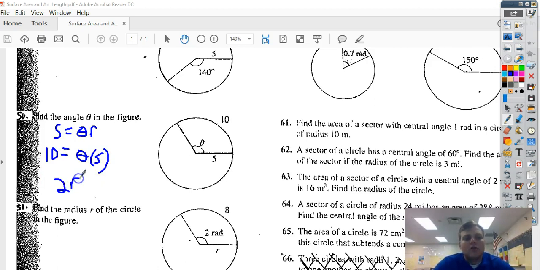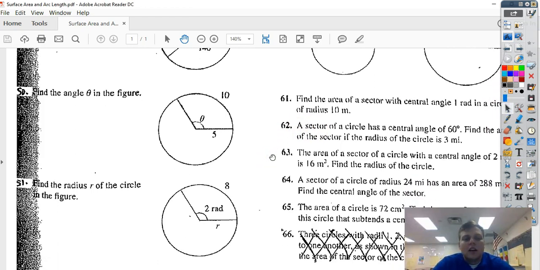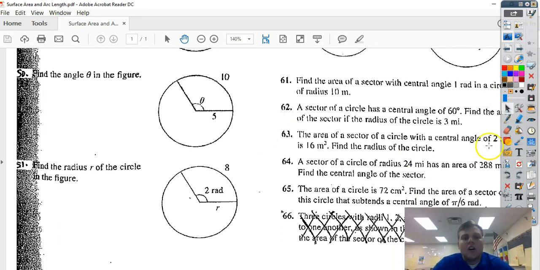So I can say 2 radians is equal to theta. And there we go. Okay, let's try to do 51 now. Okay, 51 says find the radius R of the circle in the figure.